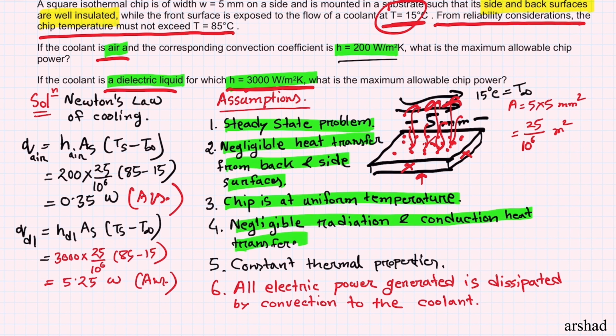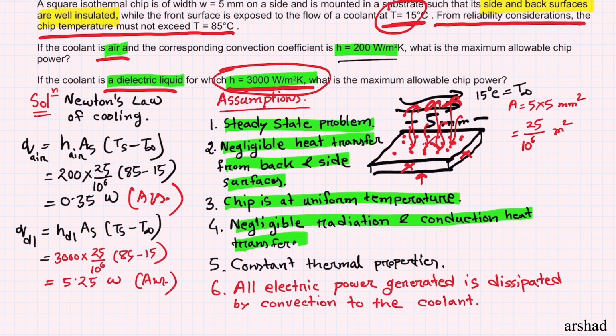So now what does this mean? This means when we are using a dielectric liquid, the chip is losing 5.25 watts to the coolant. When you are using the dielectric liquid, which has a much higher convection coefficient, it's losing much more heat. So if you are using a liquid as a coolant, you are allowed to generate much more chip power at the same operating temperature, or you have some flexibility to design your computer chip.